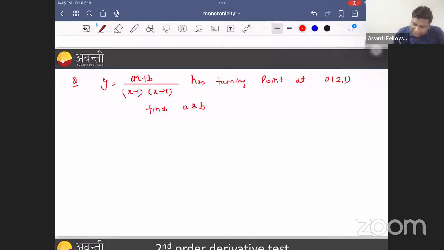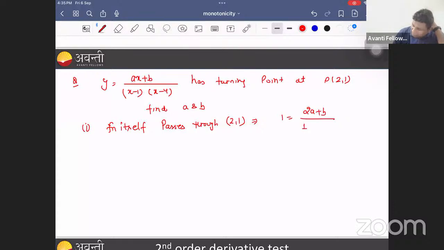Am I clear? So the first situation is that this function itself passes through (2, 1). Let's make it pass through. This implies 1 equals (2a + b) upon (2 minus 1)... 1, 2 minus 4, minus 2. So that means 2a plus b is minus 2. Got it? So one situation is clear. 2a plus b is minus 2.